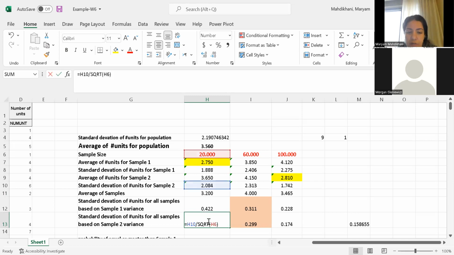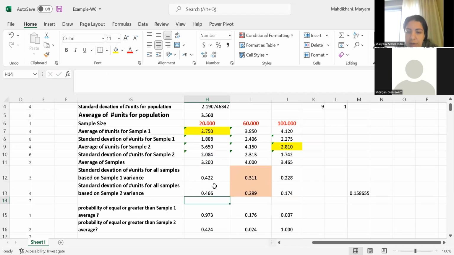I do the same thing for sample 2, calculating again the standard deviation for all samples, this time based on the standard deviation of sample 2, which was 2.084, divided by the square root of 20, or H6, which is this red one. Hit enter.